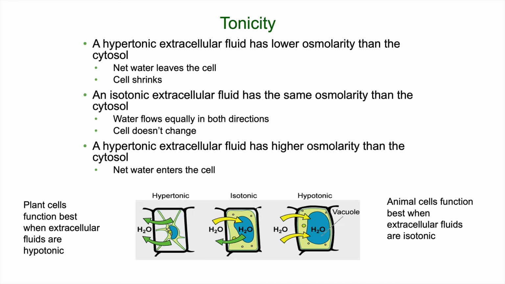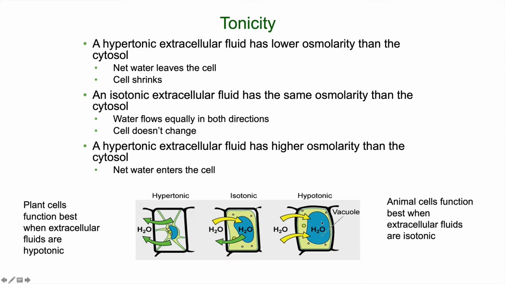Now, cells use tonicity, they want to control this, and we'll see this in the next slide. But again, in an isotonic cell, we've got an equal concentration of solute. So the cytosol has the same osmolarity or concentration of solute. Water flows equally in both directions. The cell doesn't change. When you need an IV, they're going to give you an IV at 0.9% sodium chloride, which matches the tonicity of your cytoplasm so that your cells don't gain or lose water.